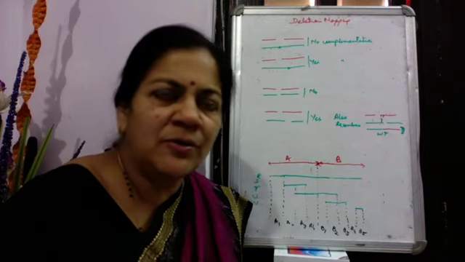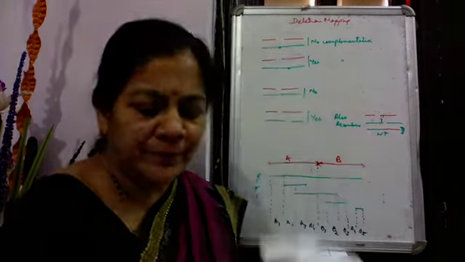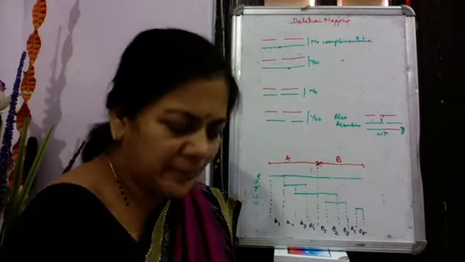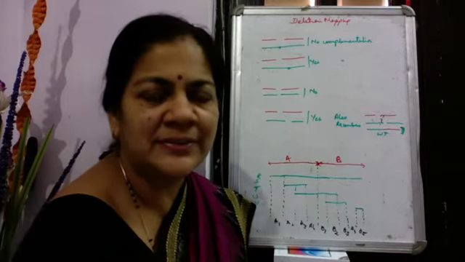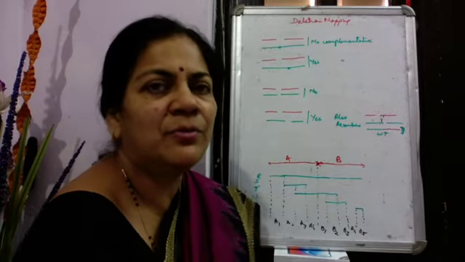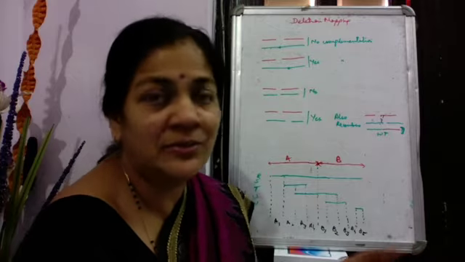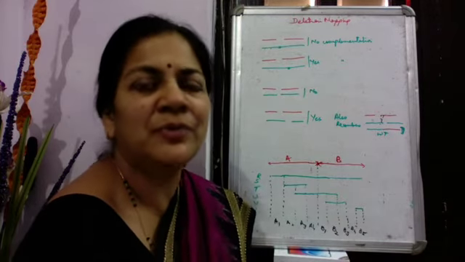Okay, so now we'll talk about deletion mapping. Now when Benzer had a large number of mutations, if he went on doing those kind of 2-point crosses, it would take a very long time. It's not that it's impossible, but it would take a very long time.